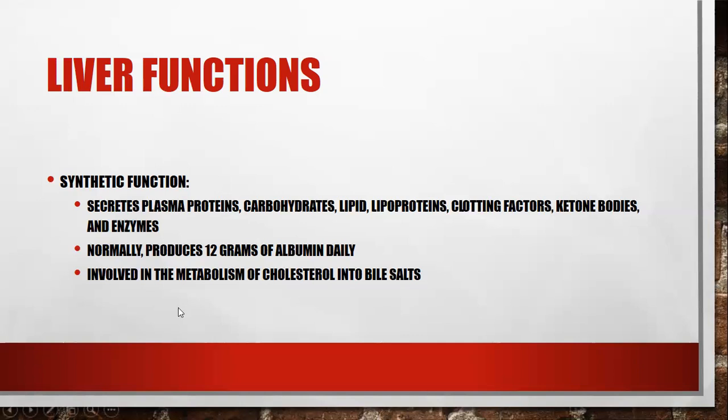So normally it produces 12 grams of albumin daily. You learned already that albumin is a type of protein. So we will discuss more on this in the next few slides. And the liver is also involved in the metabolism of cholesterol into bile salts.